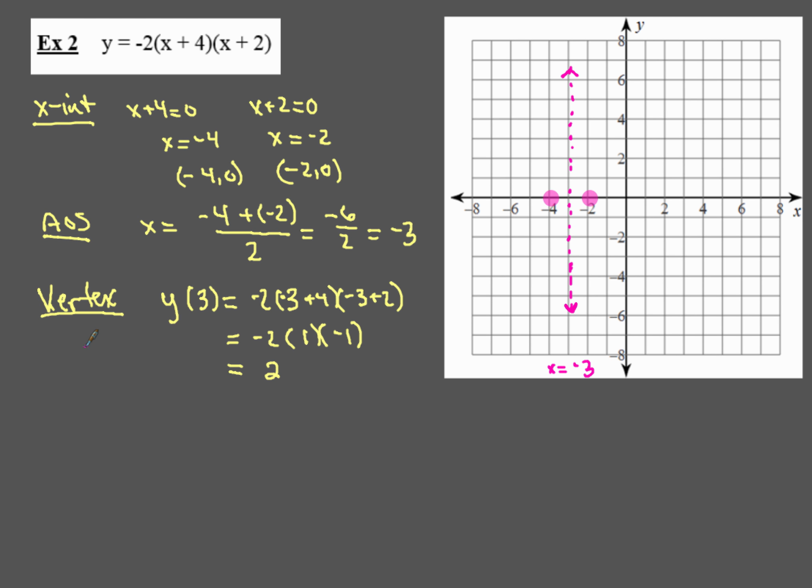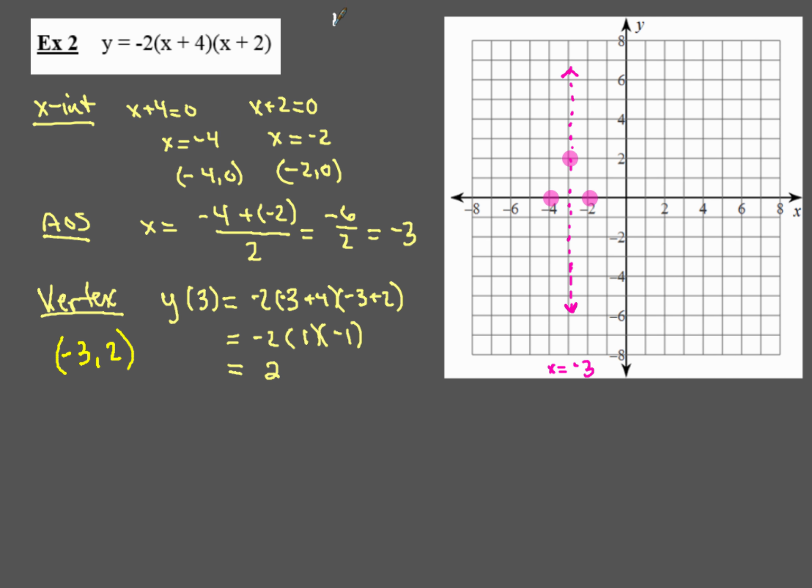Alright, so how'd you guys do? Did you come up with the y-coordinate of 2, which gives us a vertex of negative 3, 2? So of course we're going to go ahead and plot that right on our axis of symmetry. So negative 3, 2, boom, right there. So now we know where that vertex is lying. Now the next thing we're going to do is plot the rest of the points, and to do that we're going to use our movement pattern.